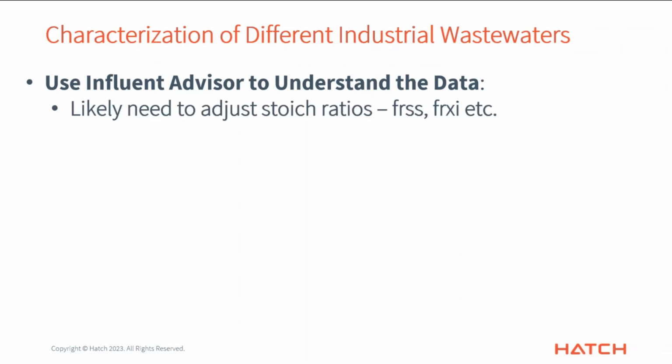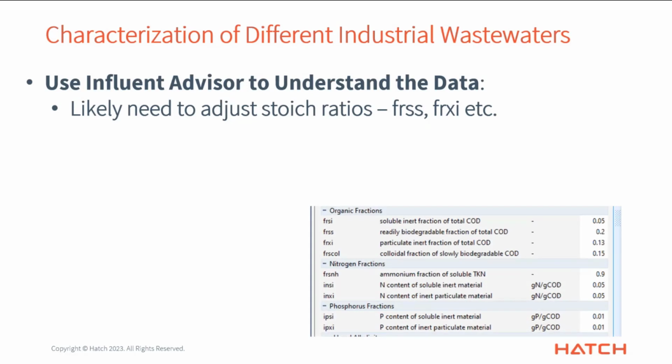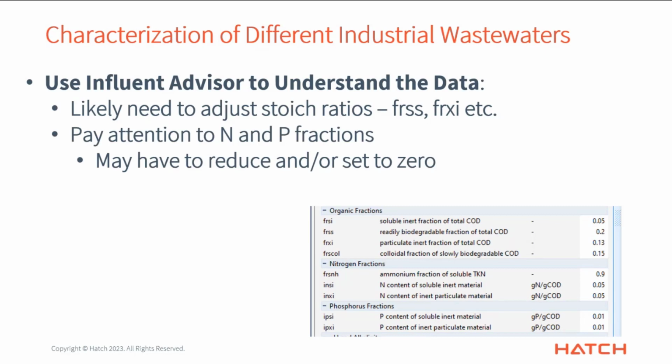And what is likely to happen if you have a high strength wastewater is that you're going to have to adjust the stoichiometric ratios away from the defaults that are there for the municipal wastewater. By that, I mean these variables here called FRSI and SS and so on. These are the breakdown of how much of the total COD that you have entered is soluble inert, how much of it is readily biodegradable substrate, and how much of it is particulate material, and so on. So you're very likely to have to change those.